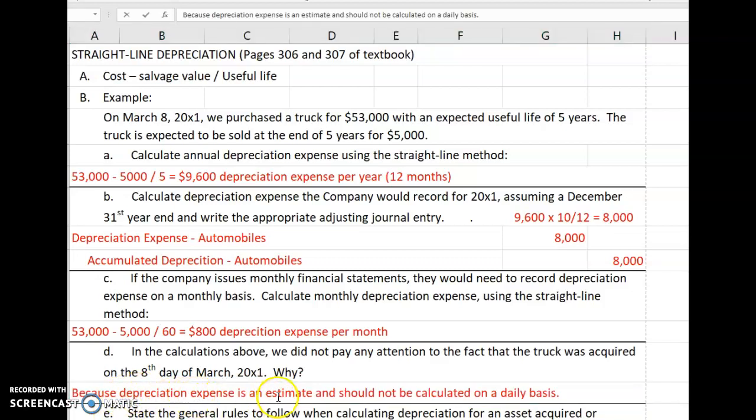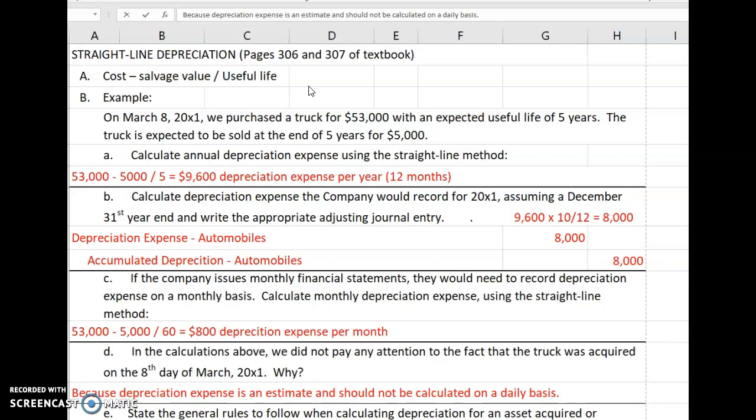Depreciation expense is an estimate. There are too many factors that we're using that are not real numbers. They are estimated numbers or estimated life. For instance, cost minus salvage value divided by useful life. In that formula, the only real solid number is cost. We bought the truck for $53,000. That's a real number. But the salvage value is just a guess at what the truck would be worth at the end of 5 years. And the useful life is the company's estimate of how many years they're going to use that truck in the future.